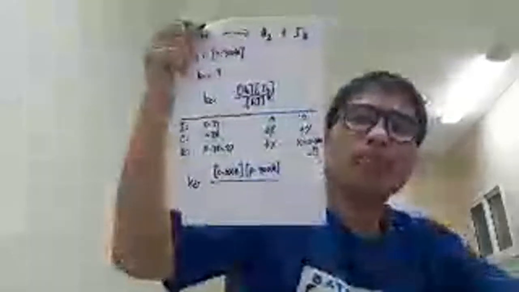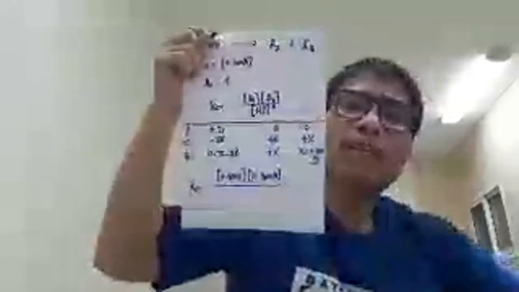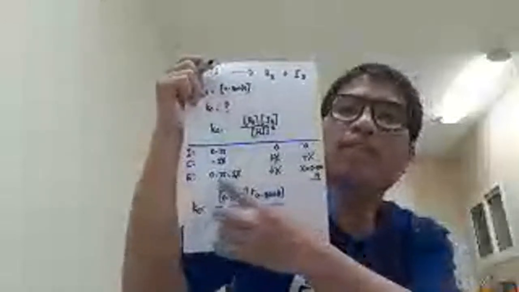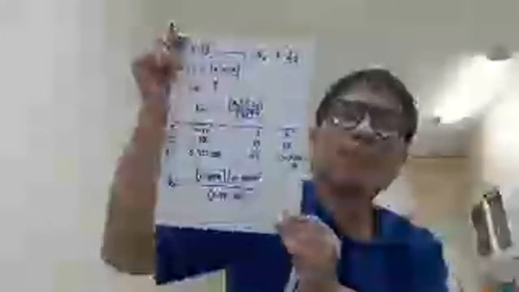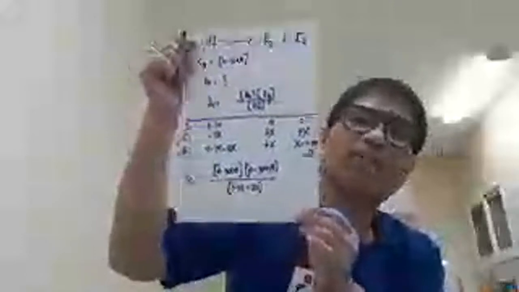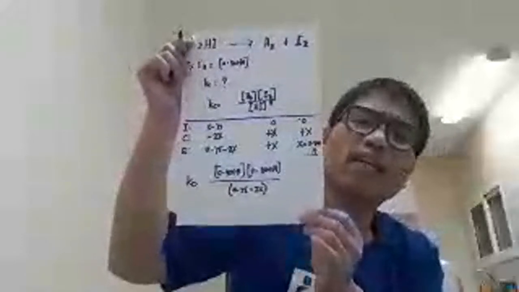Okay? So 0.3. And then our HI raised to the power 2. Take a look at this formula. This is our Kc. Our HI raised to the power 2. What is our HI in the equilibrium? It's here. Right? So, 0.75 minus 2x. But we have the value of x. We can immediately substitute that 0.300 M directly for HI, right?